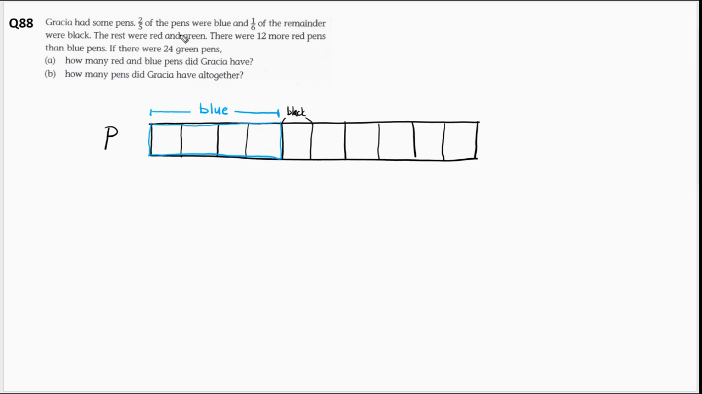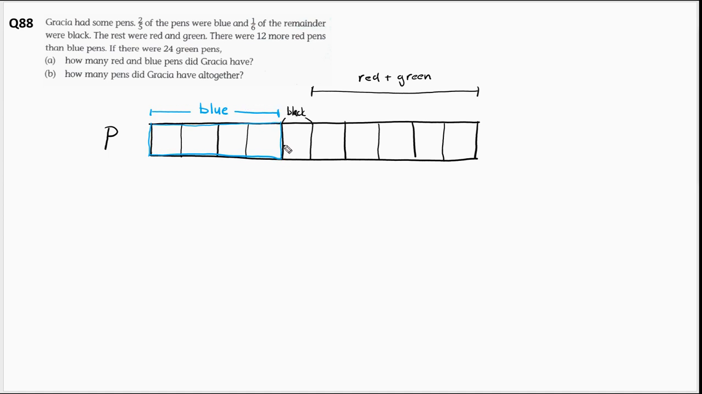And it says the rest were red and green. So I'm going to do it up here. This part is red and green. Now this is where it gets a little bit tricky, and you're just going to have to think. What are we told? It says that there were 12 more red pens than blue pens. 12 more red pens than blue pens.